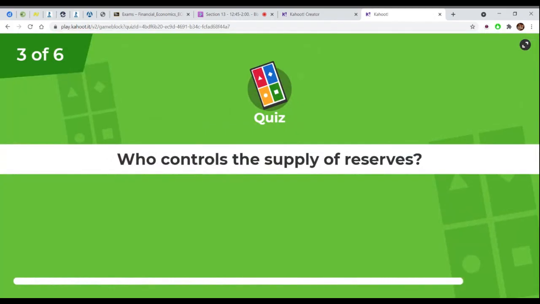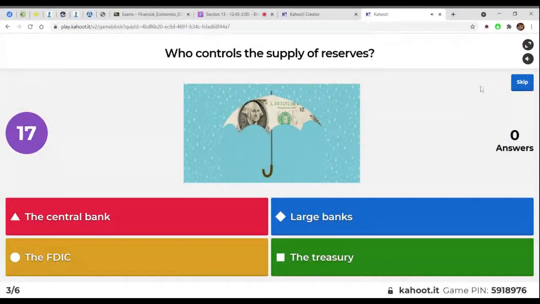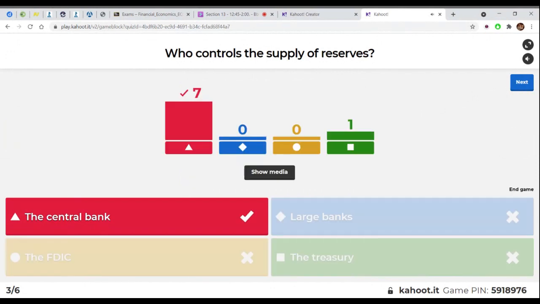Who controls the supply of reserves? Is it the central bank, large banks, the FDIC, or the Treasury? It is the central bank. Very good.